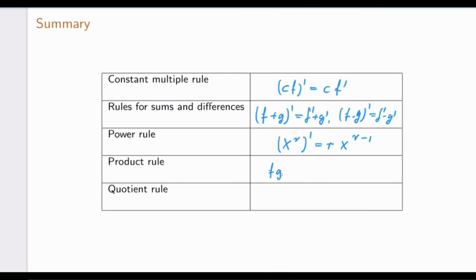So (f times g)' is f prime g plus f g prime. And finally, the quotient rule, this would be (f divided by g)'. So this is low d high minus high d low. Draw a line and square below. Here we go. So these are the first 5 rules for derivatives, and they are very, very useful. You just simply need to know those.